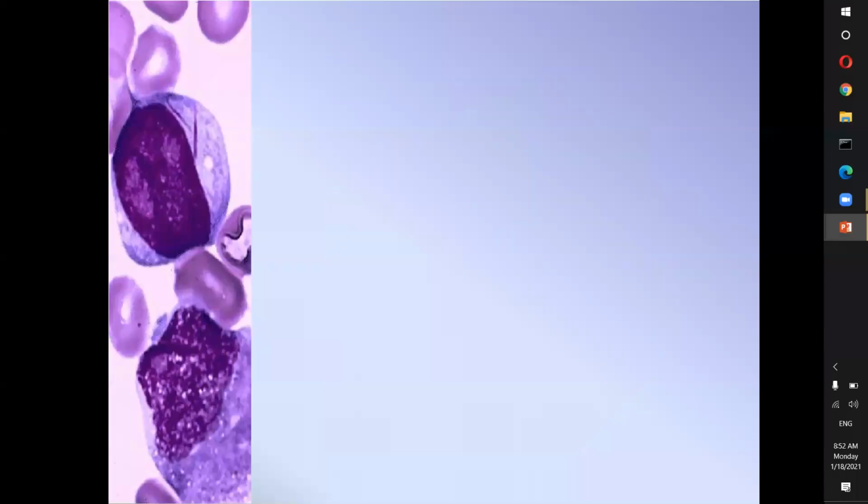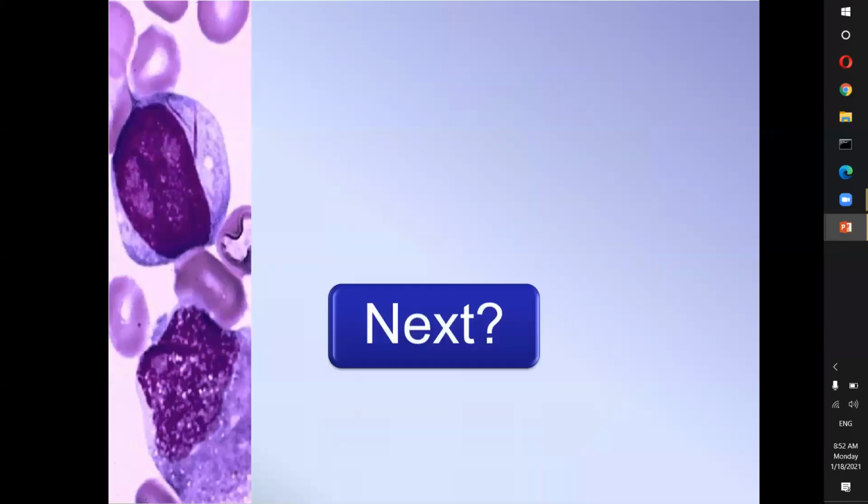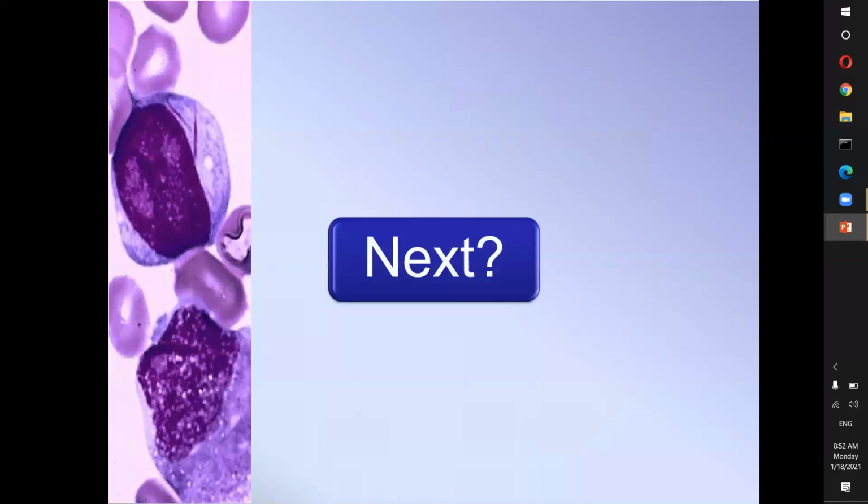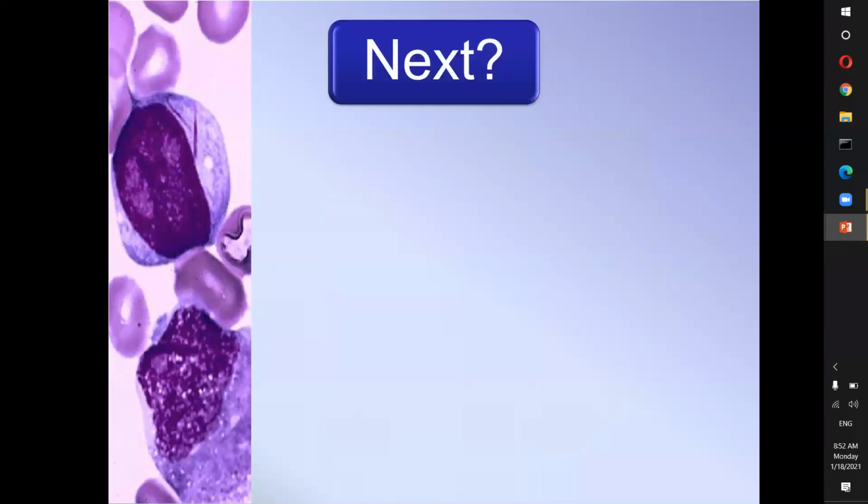Here is a case of acute leukemia. A week ago, he presented to you with fever. What's next? What do you want to send for? What is next?